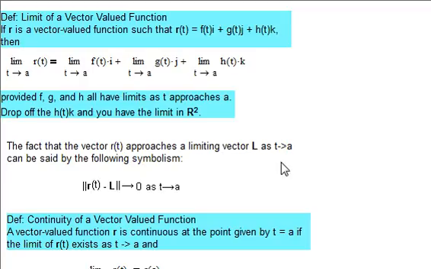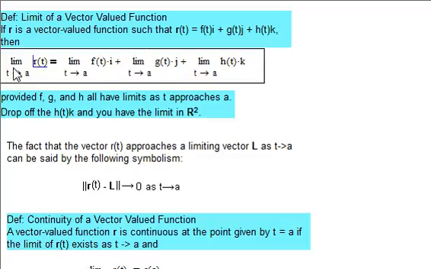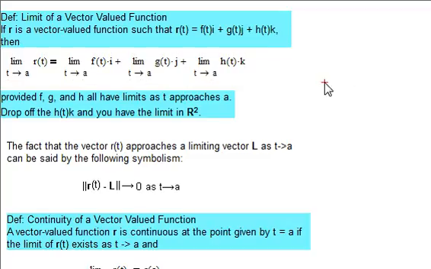Well, limits of vector-valued functions behave pretty much like you would expect them to. If r is a vector-valued function, call it f of t i plus g of t j plus h of t k, then the limit as t goes to some number a of r of t is the limit as t goes to a of each of the component functions as t goes to a. So you'd sort of expect that, provided, of course, they all have limits as t approaches a.